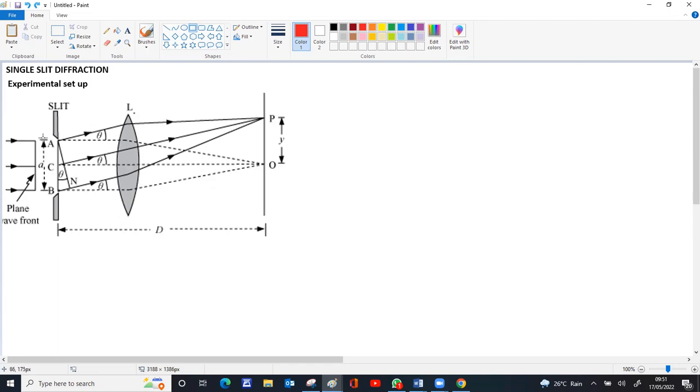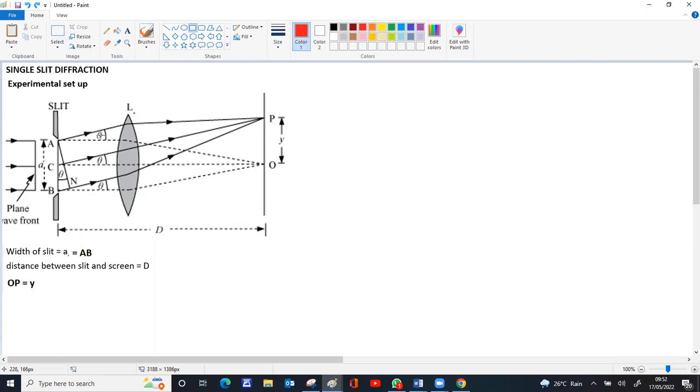The light rays enter through the slit. Some of the light rays can go straight. The lens can converge them to the point O. Some of the light rays bending at different angles can be converged to different points on the screen. Now, y represents the position of any bright or dark spot from the center of the pattern.